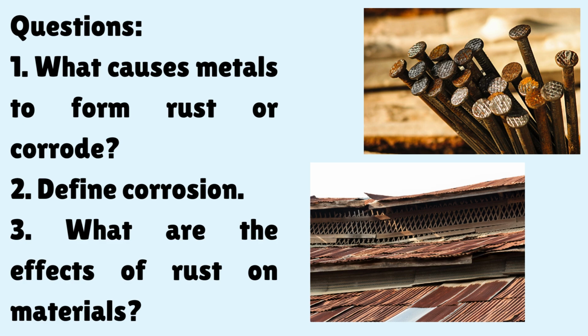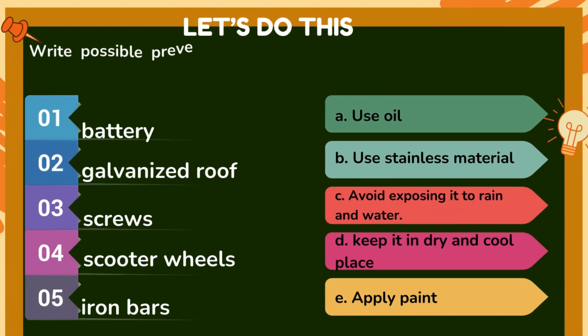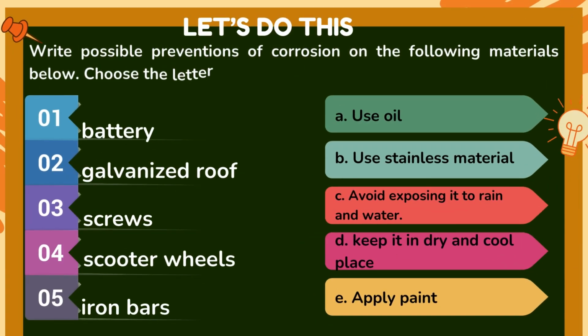Questions. Number 1. What causes metals to form rust or corrode? Number 2. Define corrosion. Number 3. What are the effects of rust on materials? Let's do this. Write possible preventions of corrosion on the following materials below. Choose the letter of your answer. 1. Battery. 2. Galvanized roof. 3. Screws. 4. Scooter wheels. 5. Iron bars.